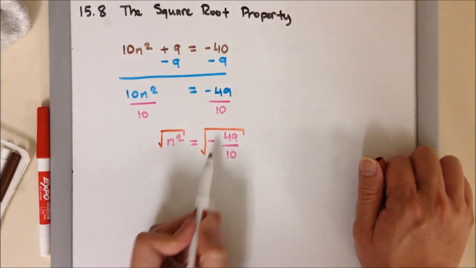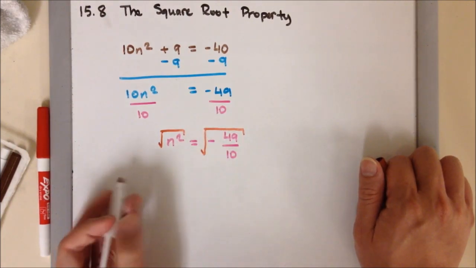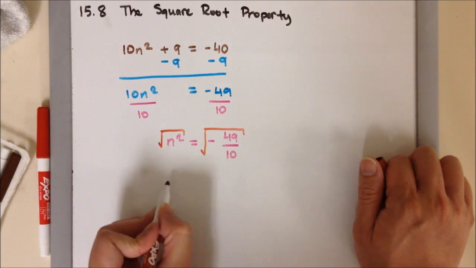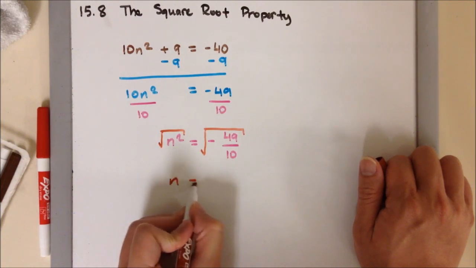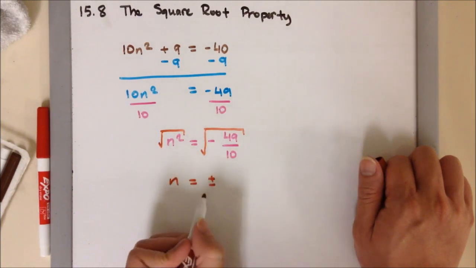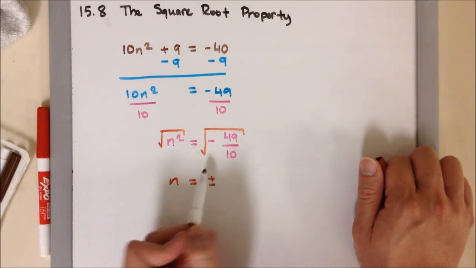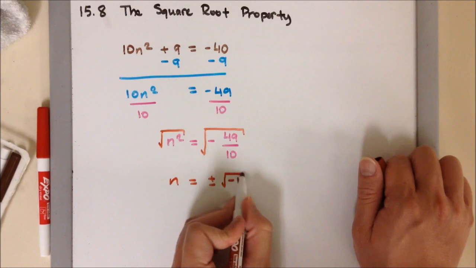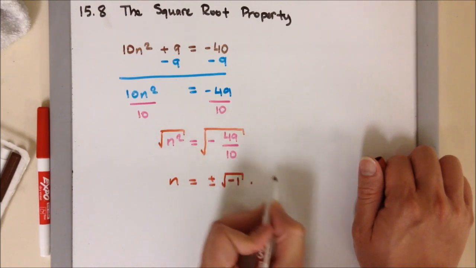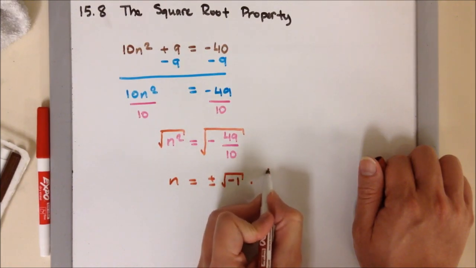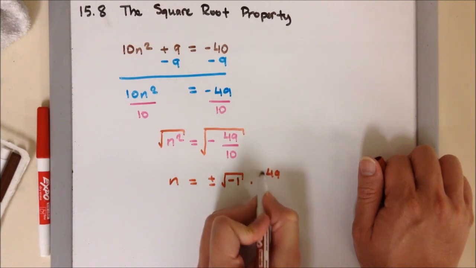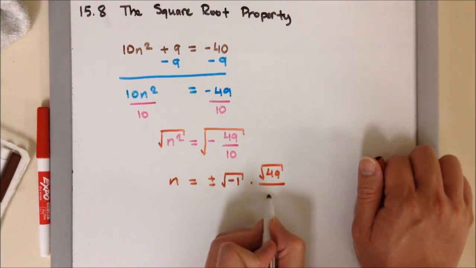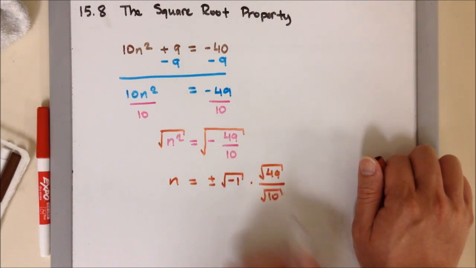And just like in the last example, you're going to have a negative number. So here, I'm going to do two steps at once. We're going to have n equal plus and minus. My first step is I'm going to pull out the negative. So we're going to have negative 1 here. So the square root of negative 1 times the square root of 49 in the numerator over the square root of 10 in the denominator.